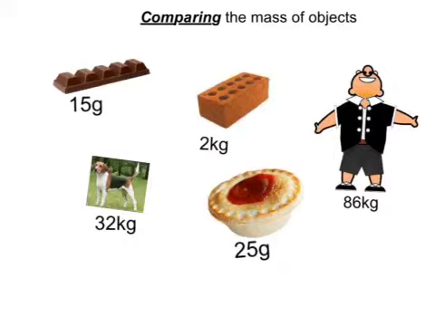Now I want you to think about what item on this page has the least mass that is weighed in kilograms. What item has the least mass but is still weighed in kilograms? So everything in grams we can cancel out. We don't need to look at those. We're only looking at items that are weighed in kilograms. Yep, that's correct. The brick has the least mass. Its mass is 2 kilograms. It is the least mass of those items on the page weighed in kilograms.